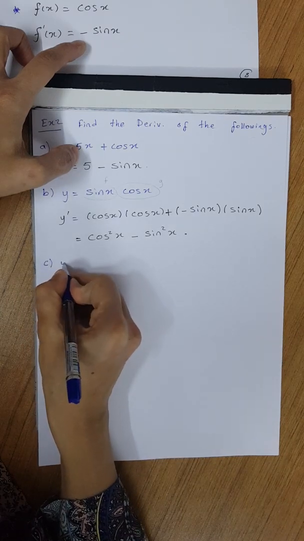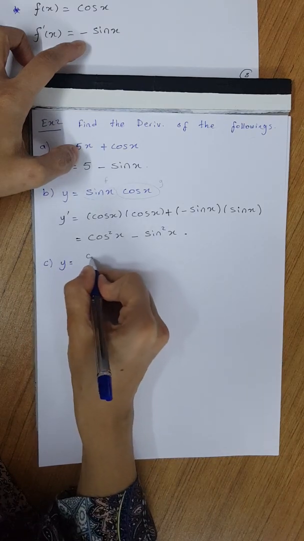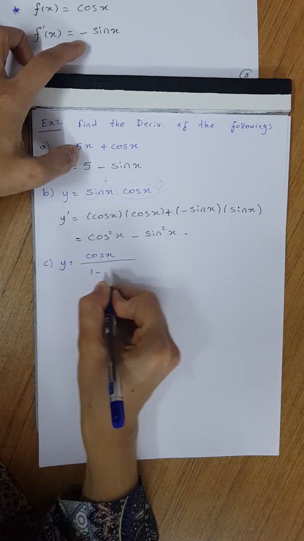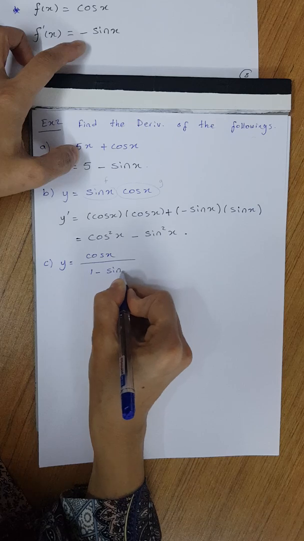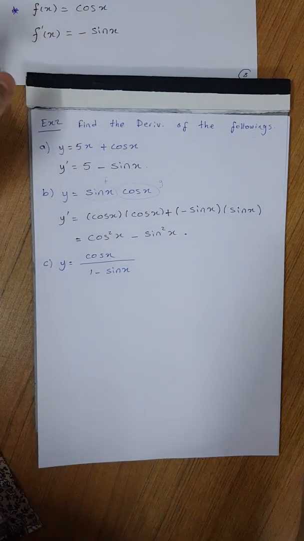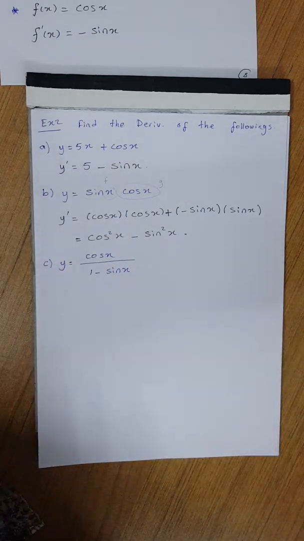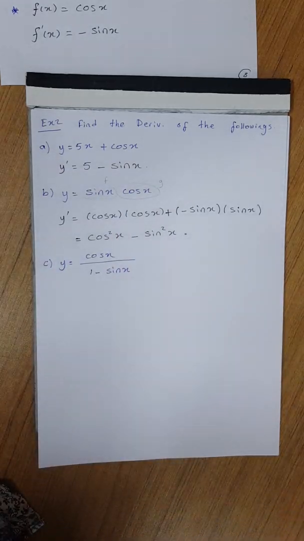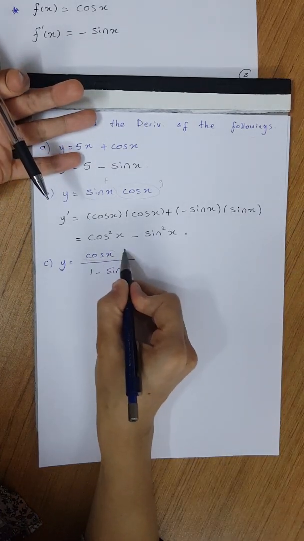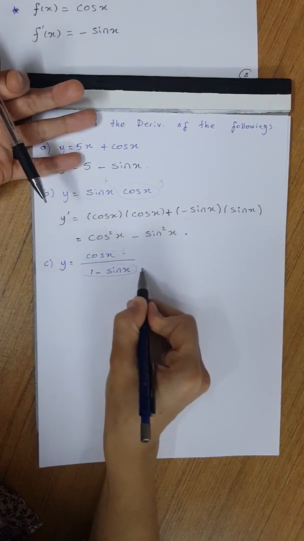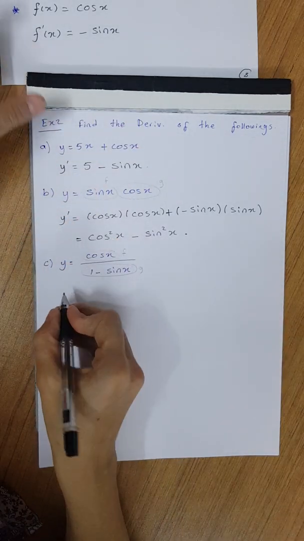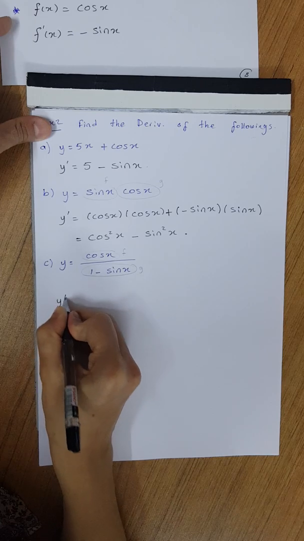See, y is equal to what? Cosine of x over 1 minus sine of x. How do you find the derivative of this one? That is the division, the quotient rule. So we have got that one is the f function over the function g. If you have got the quotient function, what can we do?